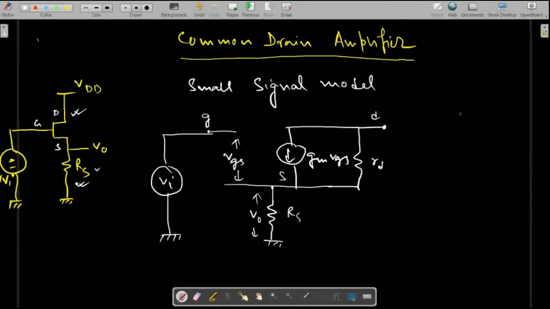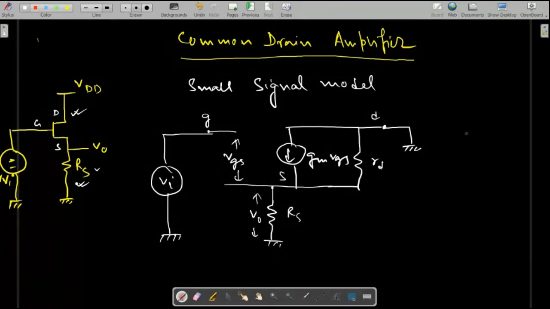Grounded. Good. Okay. So drain is grounded because VDD will be replaced by ground. That's all. So now our circuit is ready for analysis. This is the drain current ID, and the same current is flowing here, ID. So our first job is to calculate ID. Okay, so we have to find out what is the ID, because the V naught value we can easily calculate.